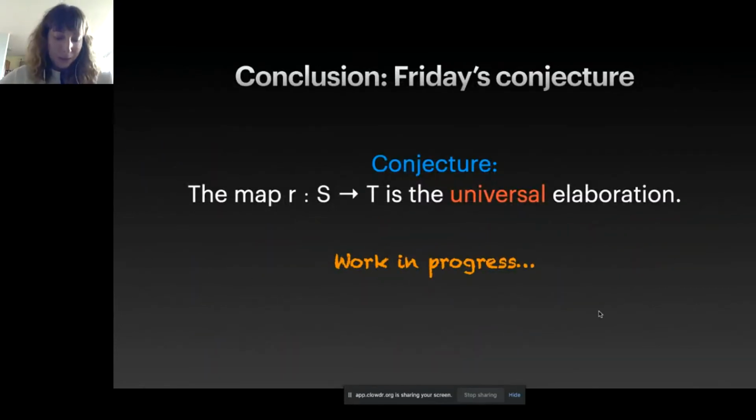I want to conclude by giving you my Friday's conjecture. On Friday, Andrea and I were thinking, and we think this is true, that the map that I gave is the universal elaboration, so basically any other can factor through it. This would give you why this is a good way of doing elaboration. But as I said, this is still work in progress. So we'll see if this conjecture survives the weekend, or if we made a mistake thinking about it. Thank you for listening to me, and I'll be super happy to take your questions.